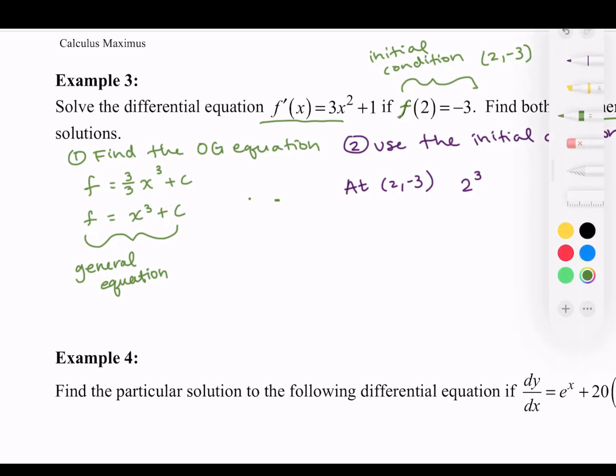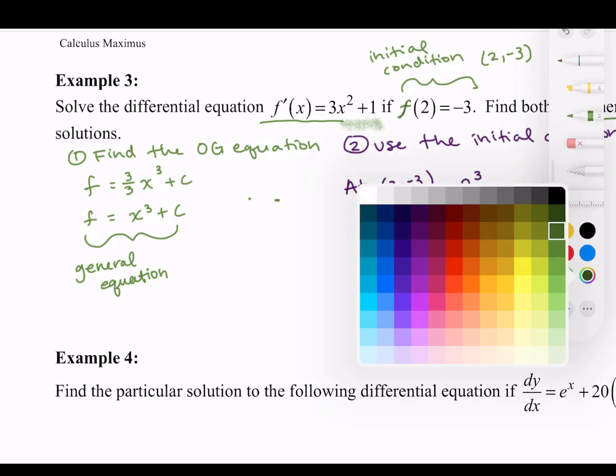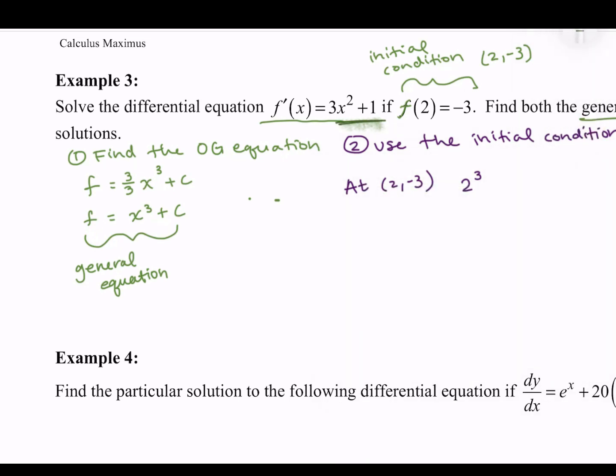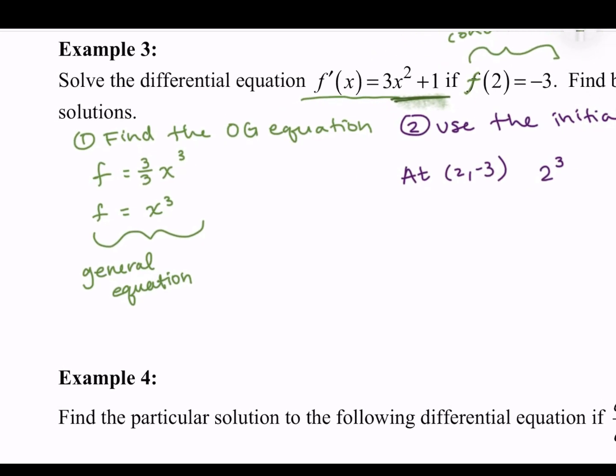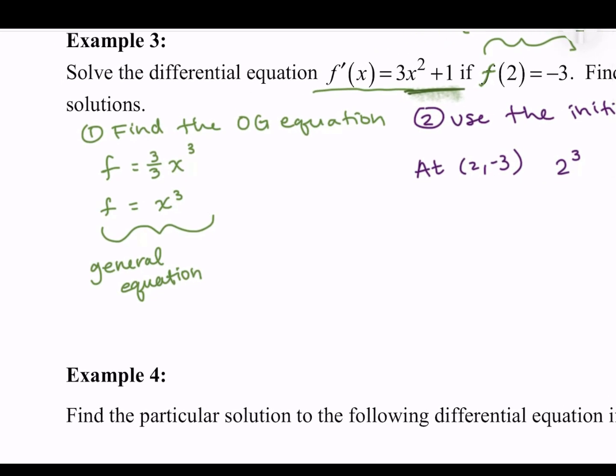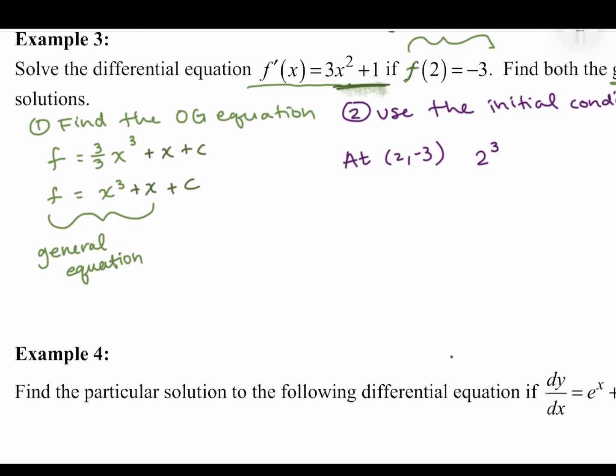Did any of you catch my mistake? I totally missed out on this +1. I was ignoring this +1 so hard. And so my equation, I need to update it. Good job if you caught me. That means that you understand antiderivatives well. So if you caught me, you're good. But this plus 1, I need to account for that. The antiderivative of plus 1 is x. So both of these I just need to add x, but I still have my plus c. So it's not a big deal. I just don't want to forget that.